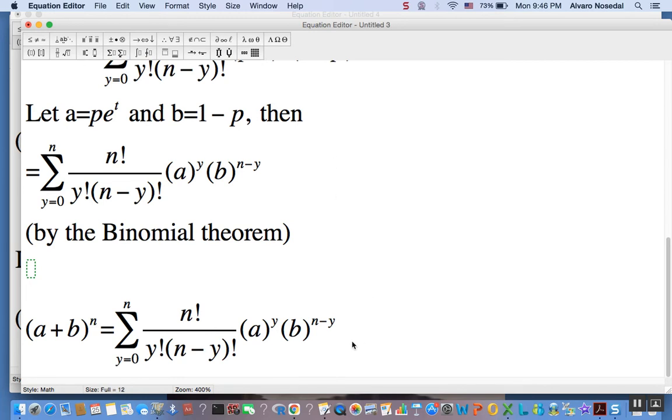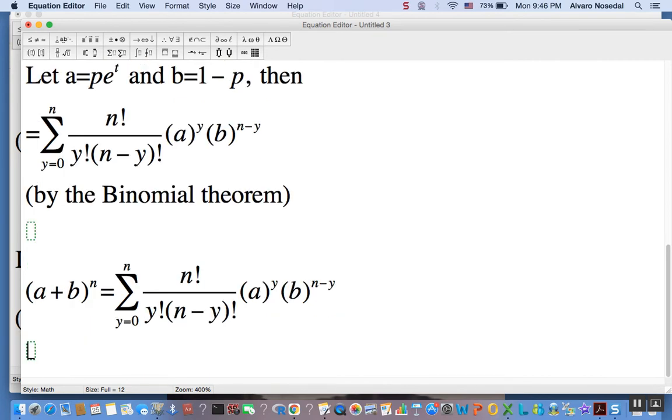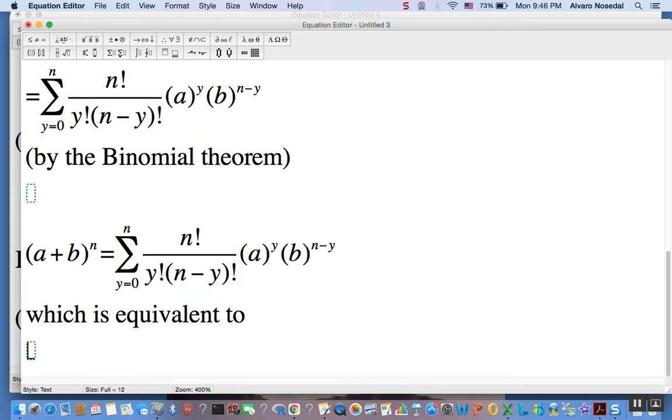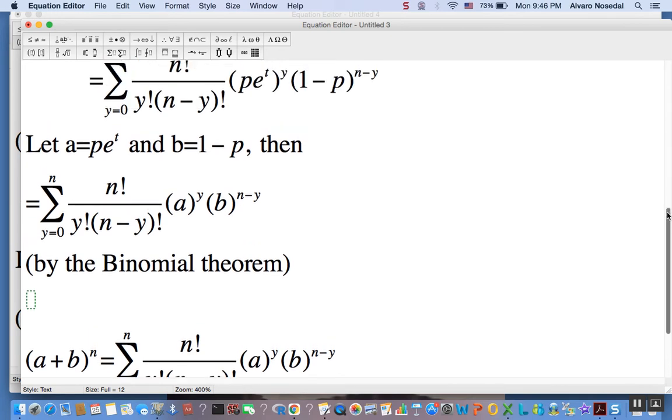But now let's go back to what we had before, which is equivalent to, in our case, what we had for A and B was this: A is p times e to the t, and B was 1 minus p.